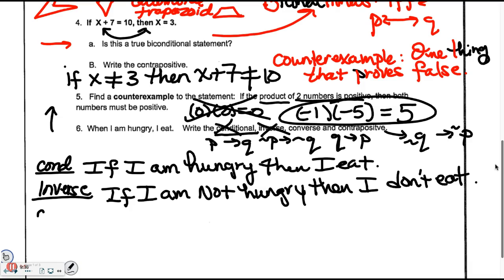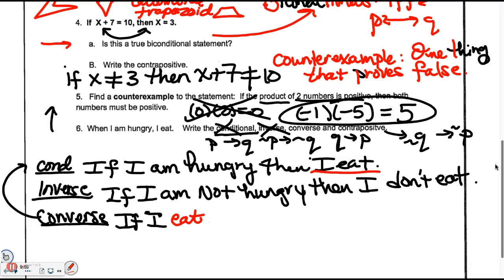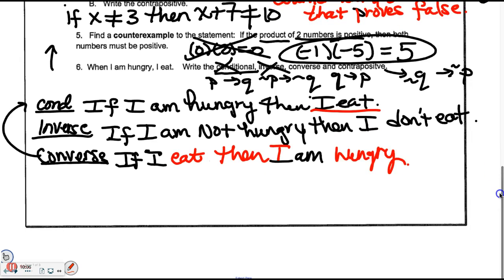The converse, and again, you can always pause if I'm writing too fast. The converse just switches them, but you always go back to the conditional. So I'm going to swap these. So the eating is going to come first. So I'm going to say if I eat, then I am hungry. It's kind of easy. You just make sure you have that written on your note card, right? And last up, the contrapositive, which is the swap and not.